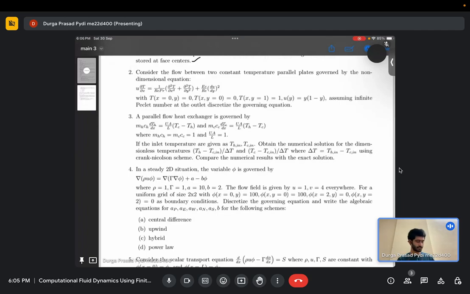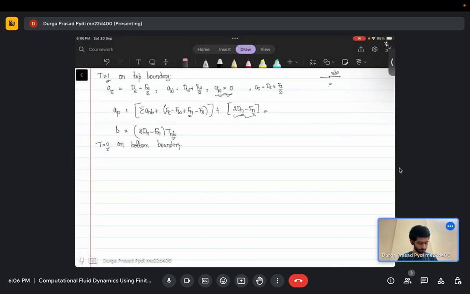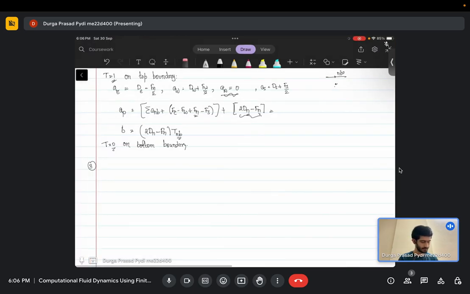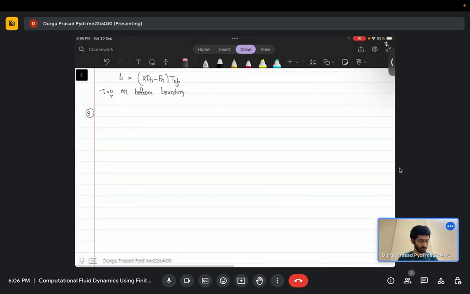The third question is again some question that you might be familiar with. So we have a parallel flow heat exchanger. We will consider the non-dimensionalized equation for a parallel flow heat exchanger, and then we'll have to solve that. This is slightly different from what we were discussing till now. So instead of one equation, we have two, we essentially have a coupled equation.